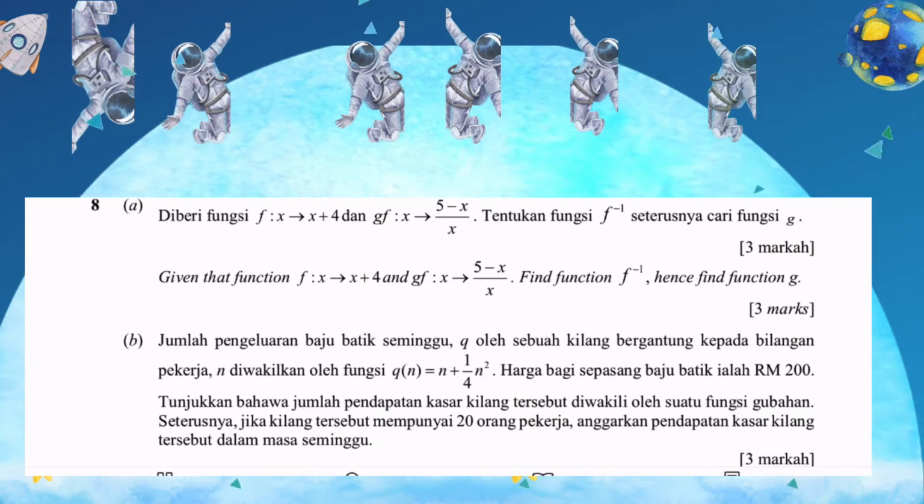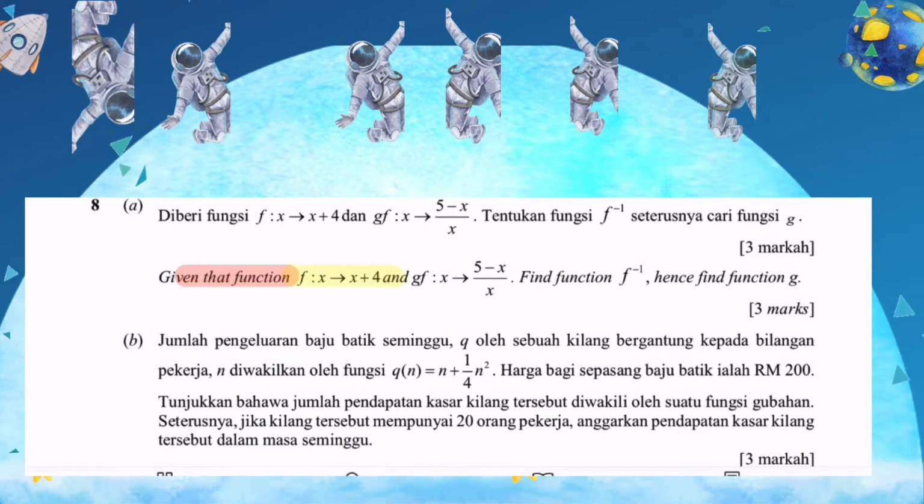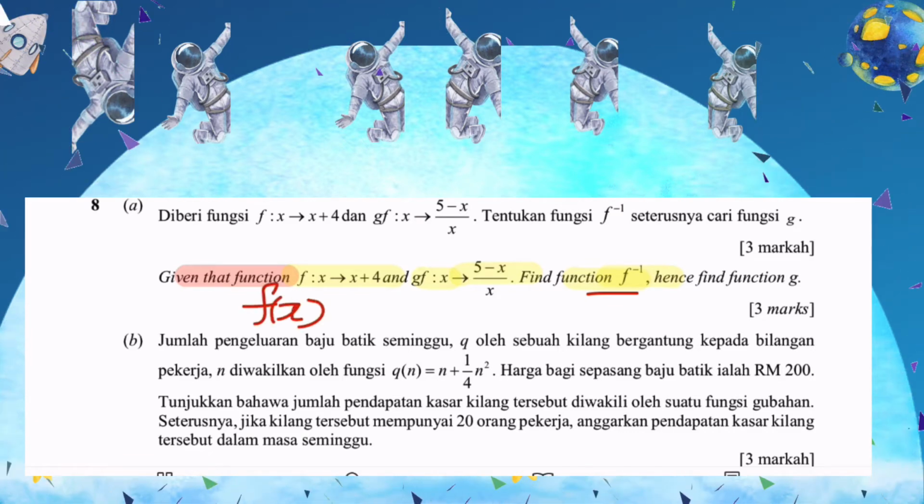Given that function f(x) is equal to x plus 4 and composite function g(f(x)) is equal to 5 minus x over x, find the inverse function and hence find the function g. Right, now it looks like we are having functions start with the f and the composite functions start with the g, which are not the same. So we have to find the inverse.